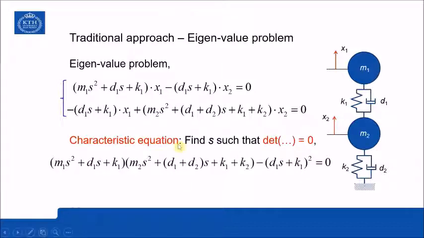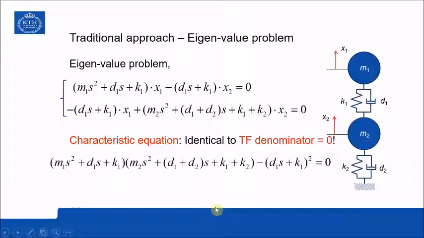So the characteristic equation where the system determinant is equal to zero is like this. In principle, the system determinant for a 2x2 matrix is the product of the diagonal terms, minus the product of the off-diagonal terms, like this. And that is what is given here.